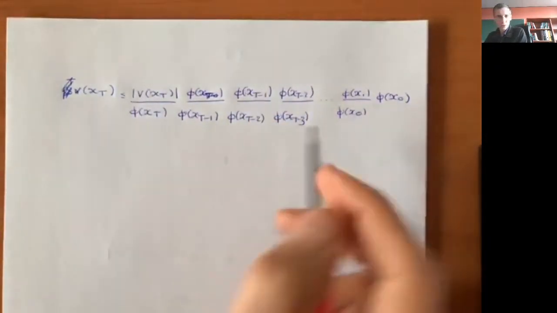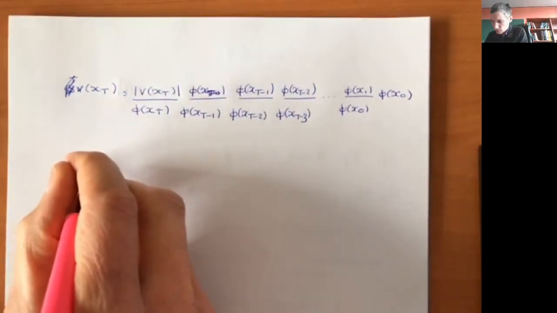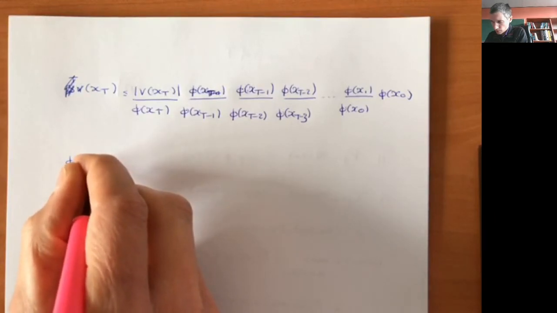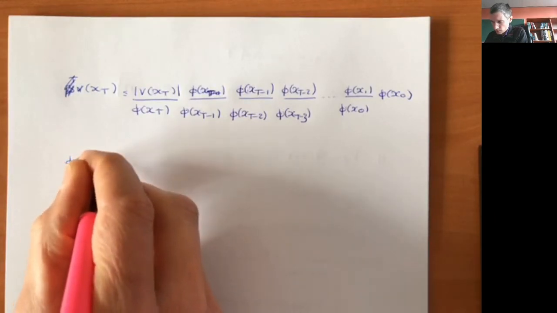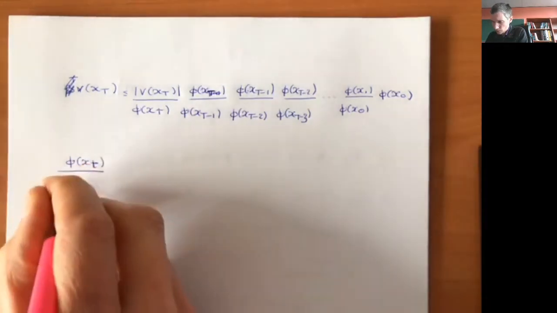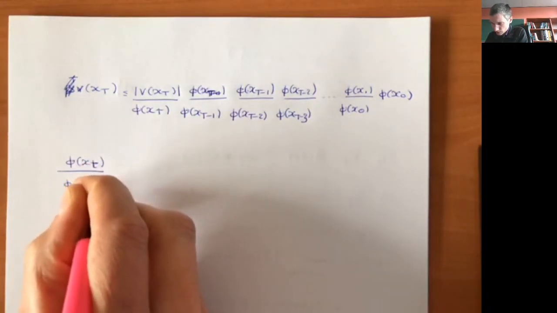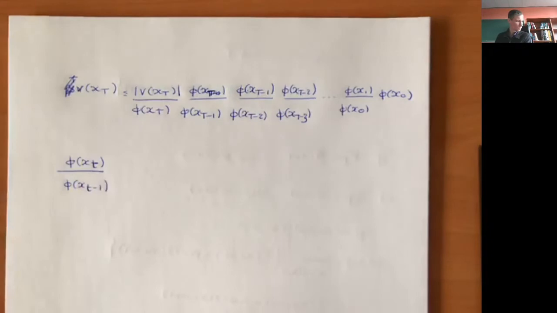Now let us look at one of these terms, phi xt, and then the one below is phi xt minus 1.